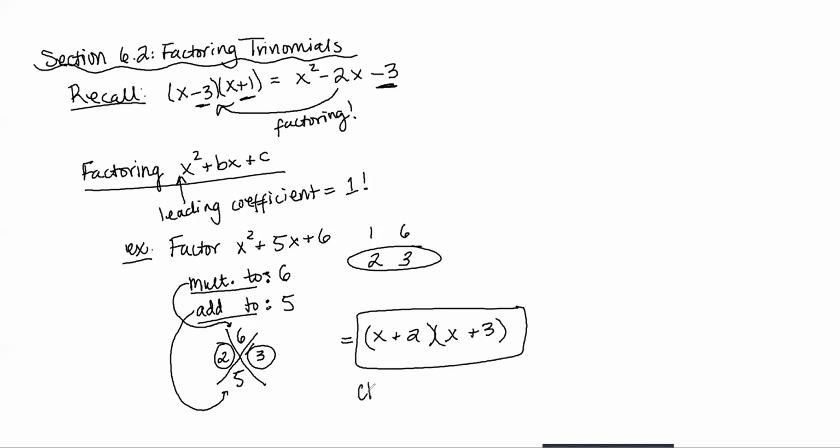And that's it. Our check, as usual, is FOILing. So if you wanted to check this, you multiply it all out, make sure you get this guy. But that's all we have to do for these. Find our two numbers, put them in the parentheses.